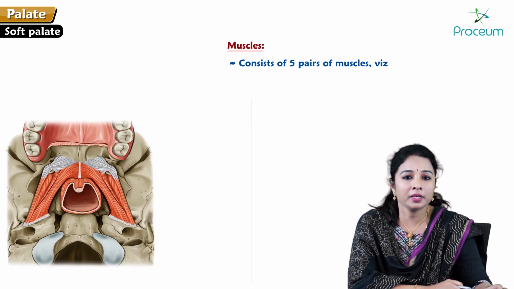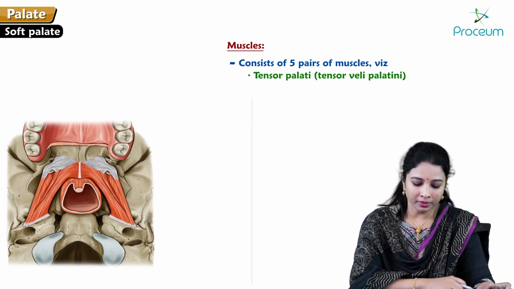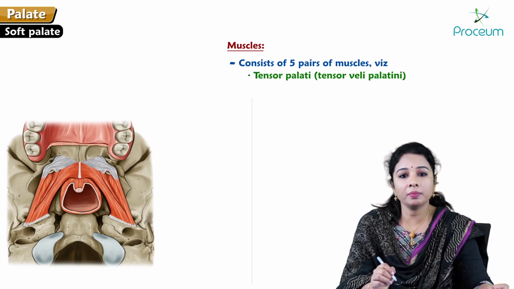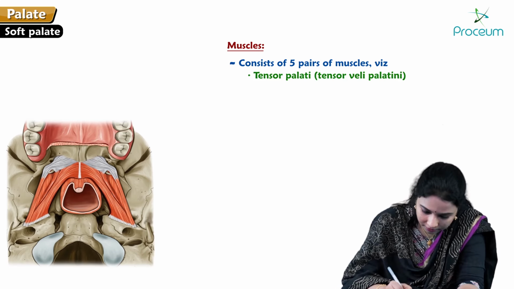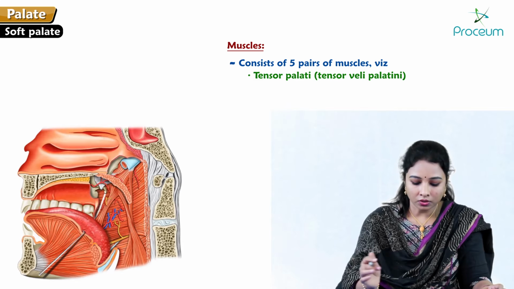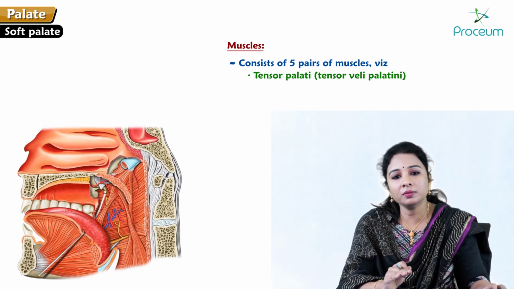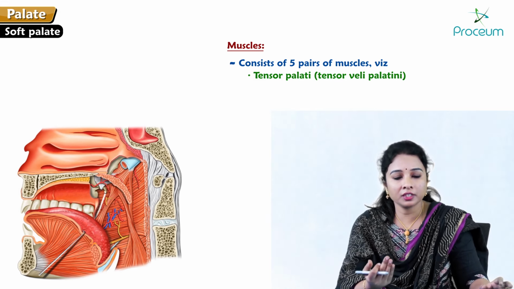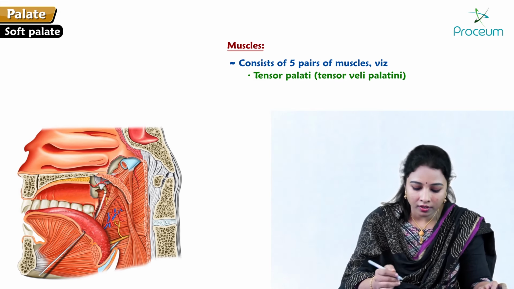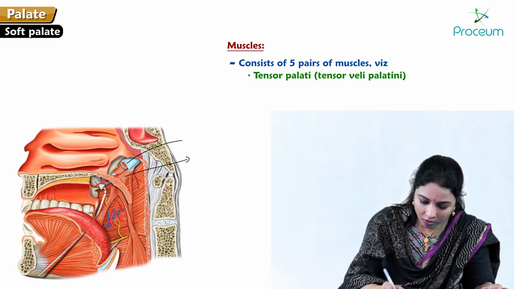We know there are 5 pairs of muscles: tensor palati or tensor veli palatini muscle. Next is the levator palatini muscle. So, let us understand these muscles in the sagittal view. The previous image was along the inferior aspect. So, here we can see this is the auditory tube.